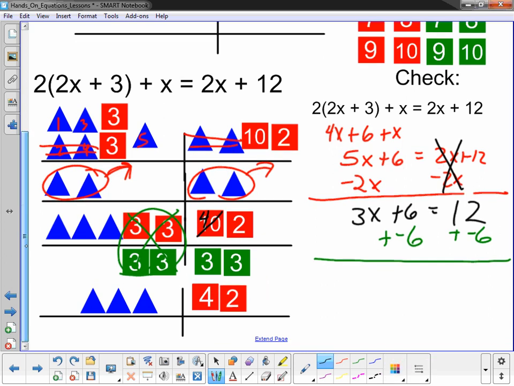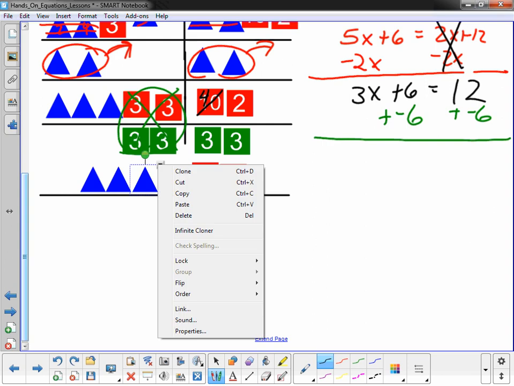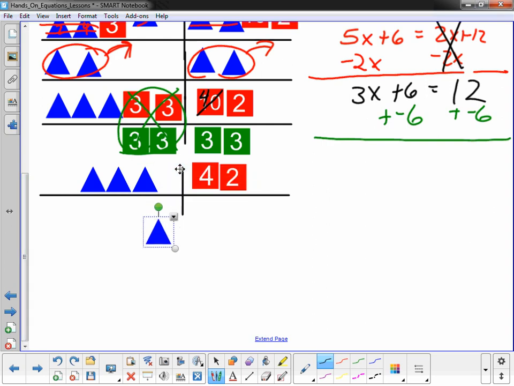So I've got these 3 x's equal 6. Well, here I would say that the old x equaled 2. Over here, I've got to do the same thing. So I've got 3 x's left on this side because the 6 and the negative 6 cancel out. And I've got a 6 left over.